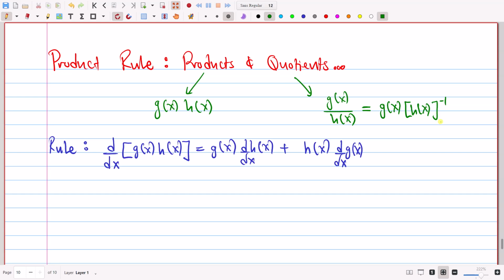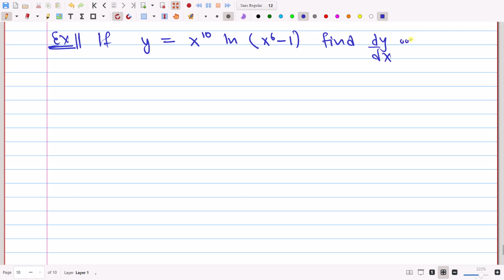So now I'm going to provide you with a demonstration as to how you make use of the product rule to find derivatives of products. Let's look at a few examples. An example that we're going to look at goes as follows. If y is the product of x to the power 10 times the natural log of x to the 6 minus 1, find dy/dx.